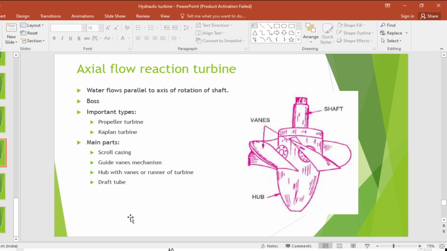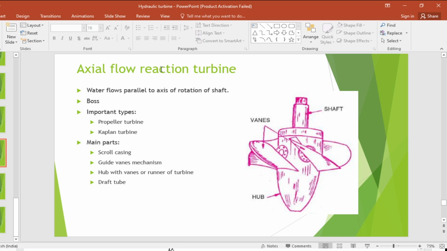In the previous part we studied the radial flow reaction turbine, in which the water flows in the radial direction. Here, in the axial flow reaction turbine, the name itself indicates the direction of flow of water. Here the water flows parallel to the axis of rotation of the shaft, so it is named an axial flow turbine.